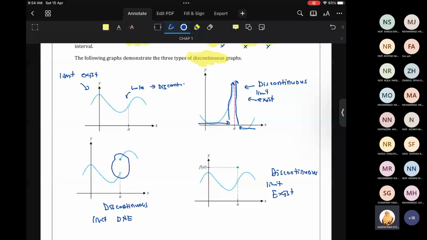Dia tak boleh ada hole. Okay, so itu untuk continuity. Okay, so now kita pergi kepada definition of continuity.